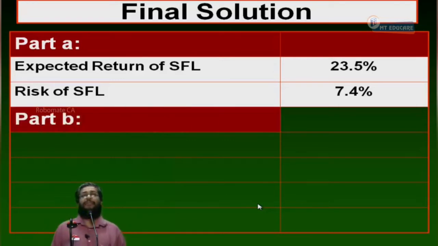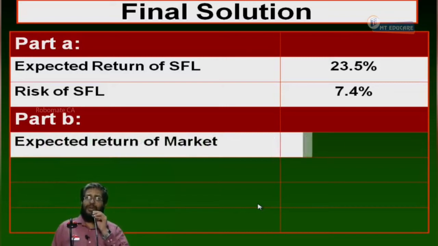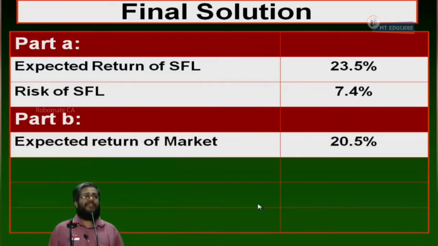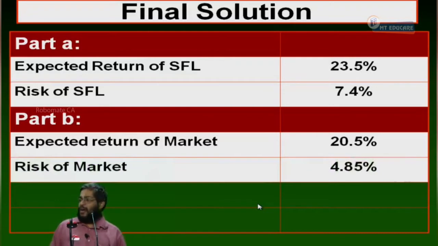Now, next is part B. I want to understand the market portfolio. How a security can have a risk and return, the portfolio too can have what? Risk and return. The expected return of market. What is the expected return of market portfolio? 20.5. The expected return of market is 20.5. What is the risk of market here? Risk of market is 4.85%.